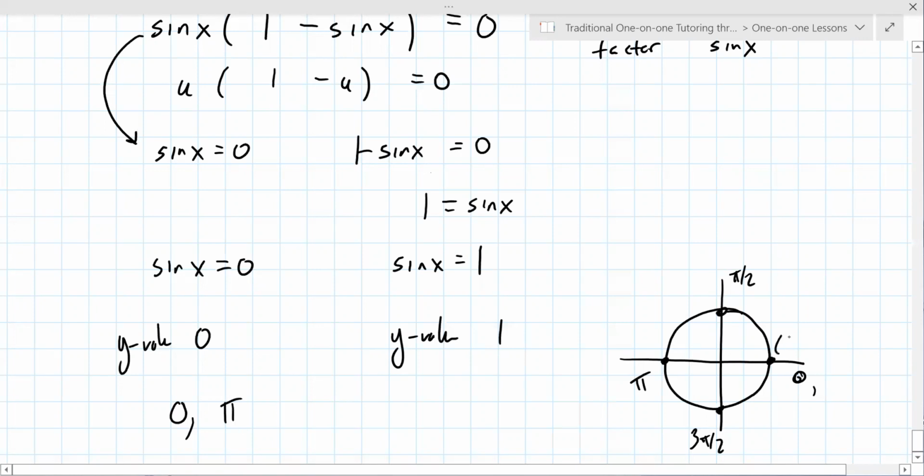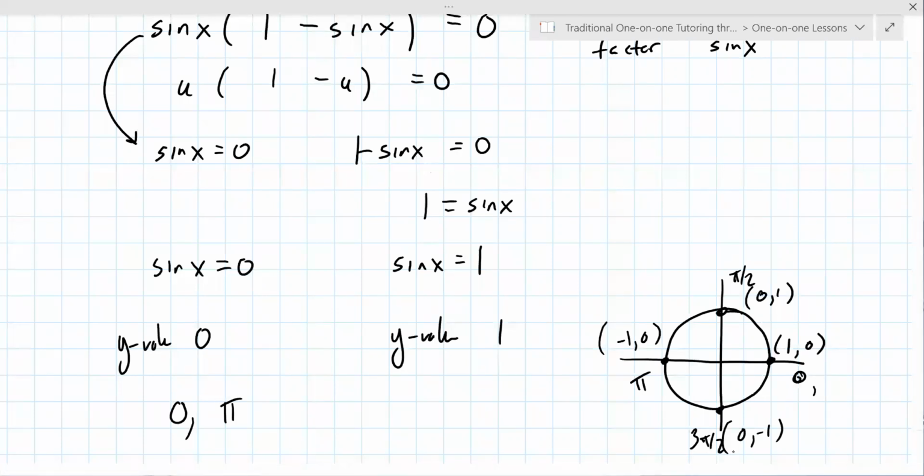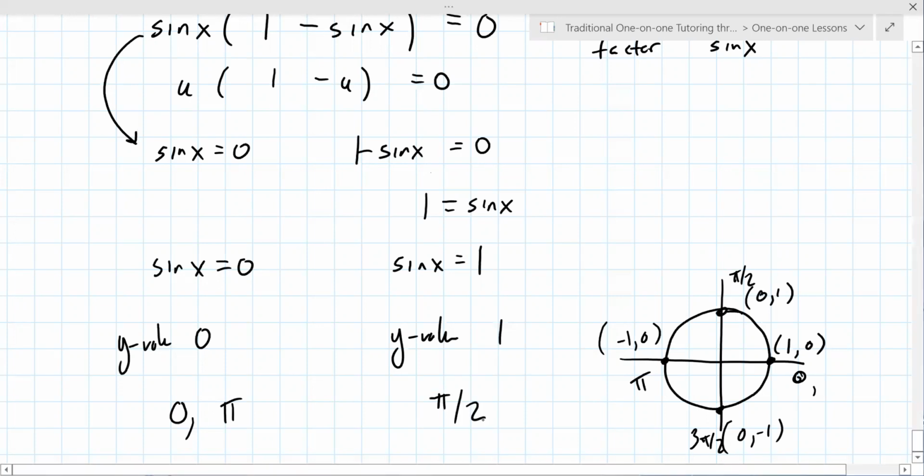Sometimes you just write the ordered pairs, so I'll do that now. (1, 0), (0, 1), (-1, 0), (0, -1). Sometimes that helps to see it. All right, so the y value of 1 is at pi over 2. Pi over 2. And your instructor expects all of these.